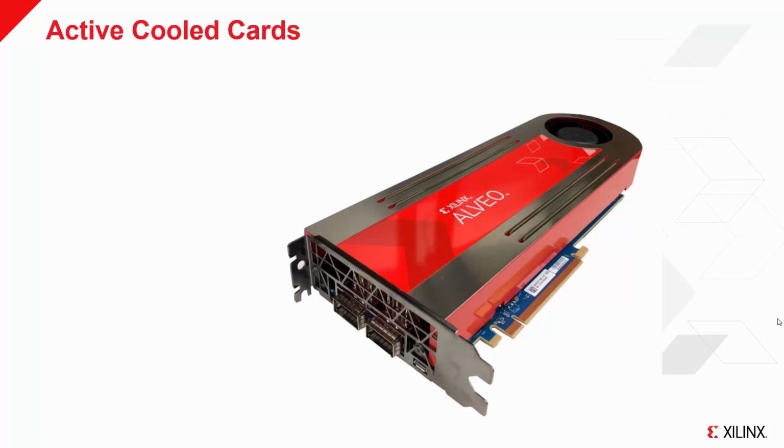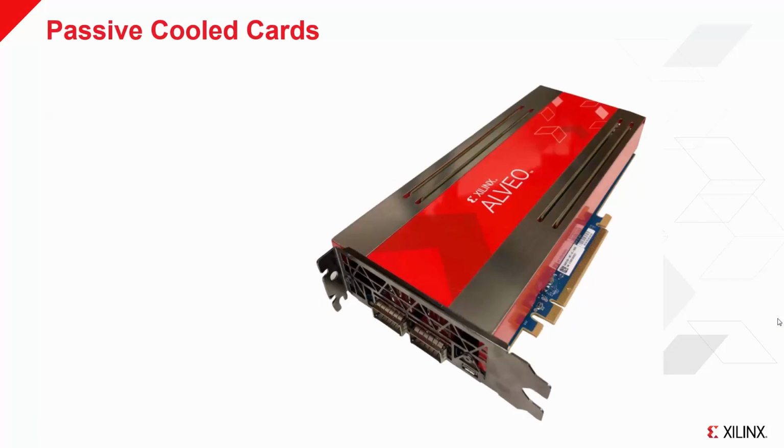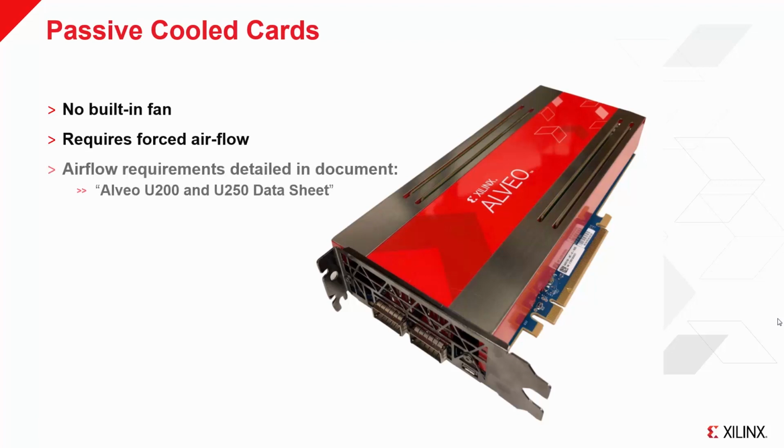Before we install our cards, let's first look at the different card configurations. Both the U200 and U250 come in active and passive cooling configurations. Active cooled cards have a built-in fan to cool the card and is shown here. Passive cooled cards, on the other hand, do not include a built-in fan and require forced airflow. Be sure to supply the required airflow. Details can be found in the Alveo U200 and U250 datasheet document.